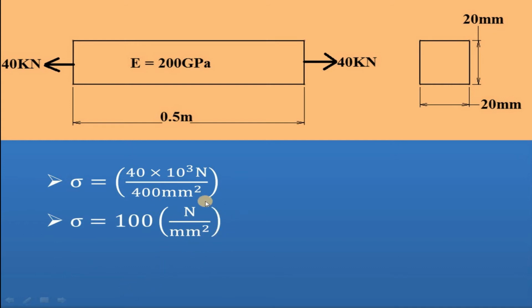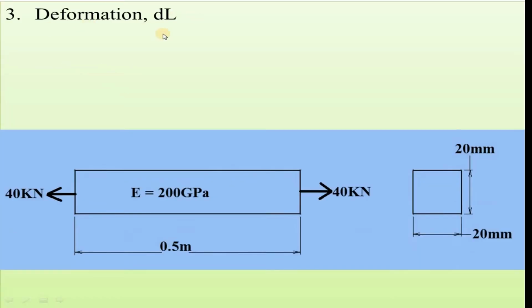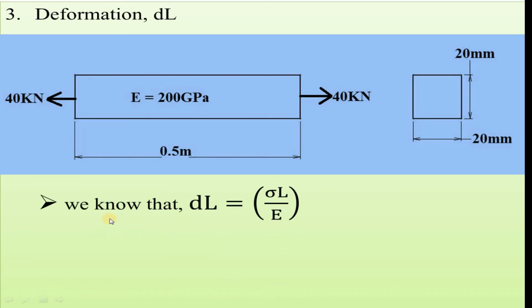So the next step will be sigma is equal to 100 Newton per mm square. Here Newton per mm square is nothing but megapascal. So the next step will be sigma is equal to 100 megapascal, which means the tensile stress developed inside the square bar is 100 megapascal. So by using this tensile stress value, we are going to find the value of deformation. Now we will find the value of deformation, which is taken as dl. The basic formula for deformation is dl is equal to sigma L by E, where sigma is tensile stress, L is length, E is Young's modulus.